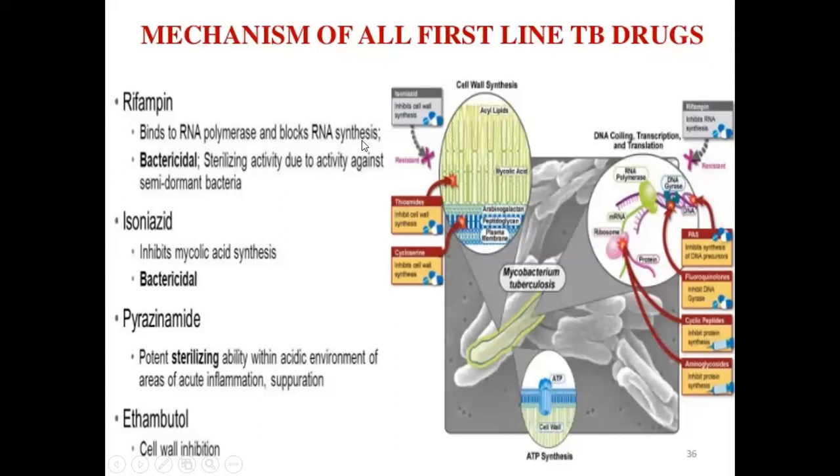How does rifampin work? Rifampin binds to RNA polymerase and blocks the DNA-dependent RNA synthesis. It is bactericidal and has sterilizing activity due to activity against semi-dormant bacteria. Then comes isoniazid.